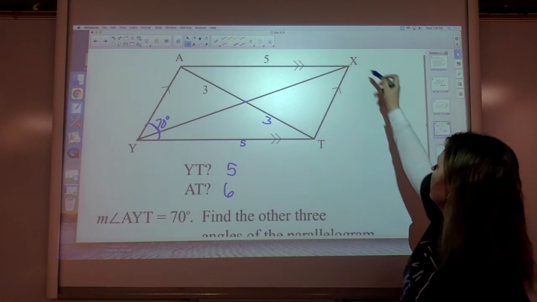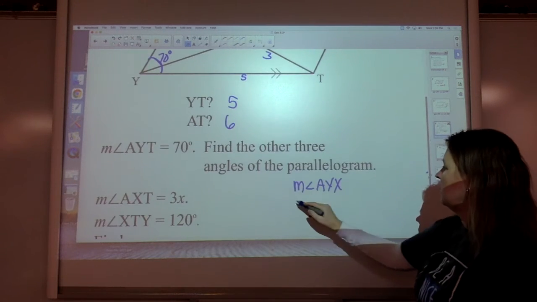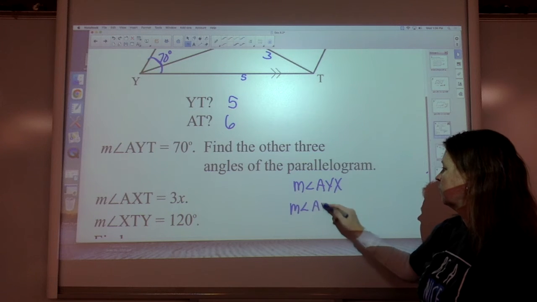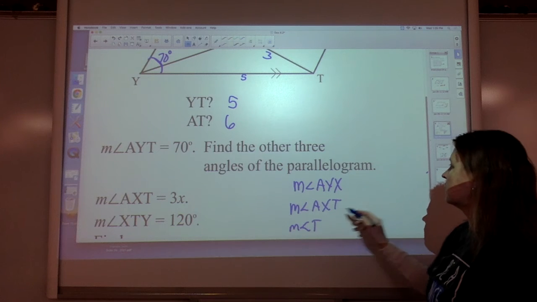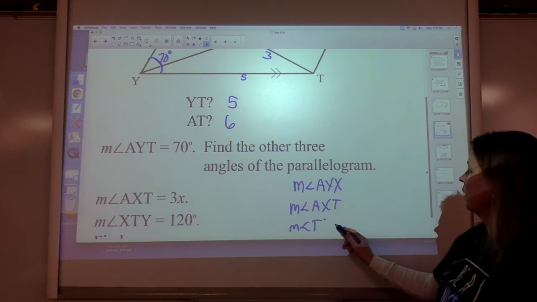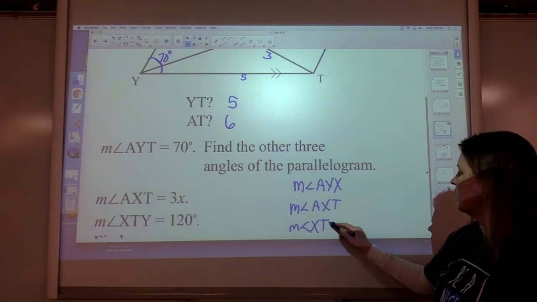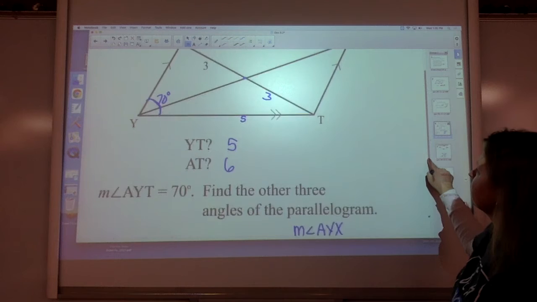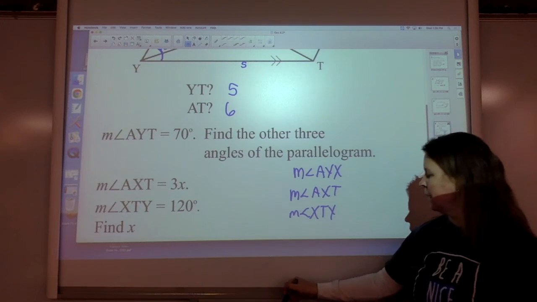Then we need the next one. We can't call this angle X. It's going to be measure of angle AXT. And down in the corner, we can't call that angle T. We can call it angle XTY. Go from there. How big is each angle?